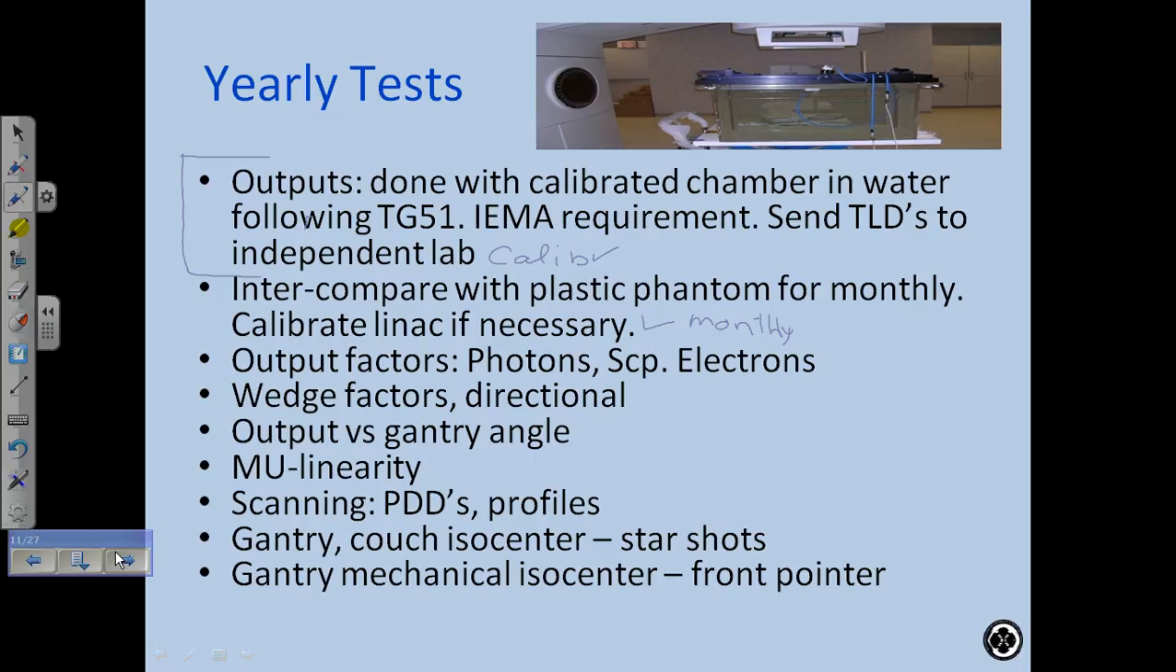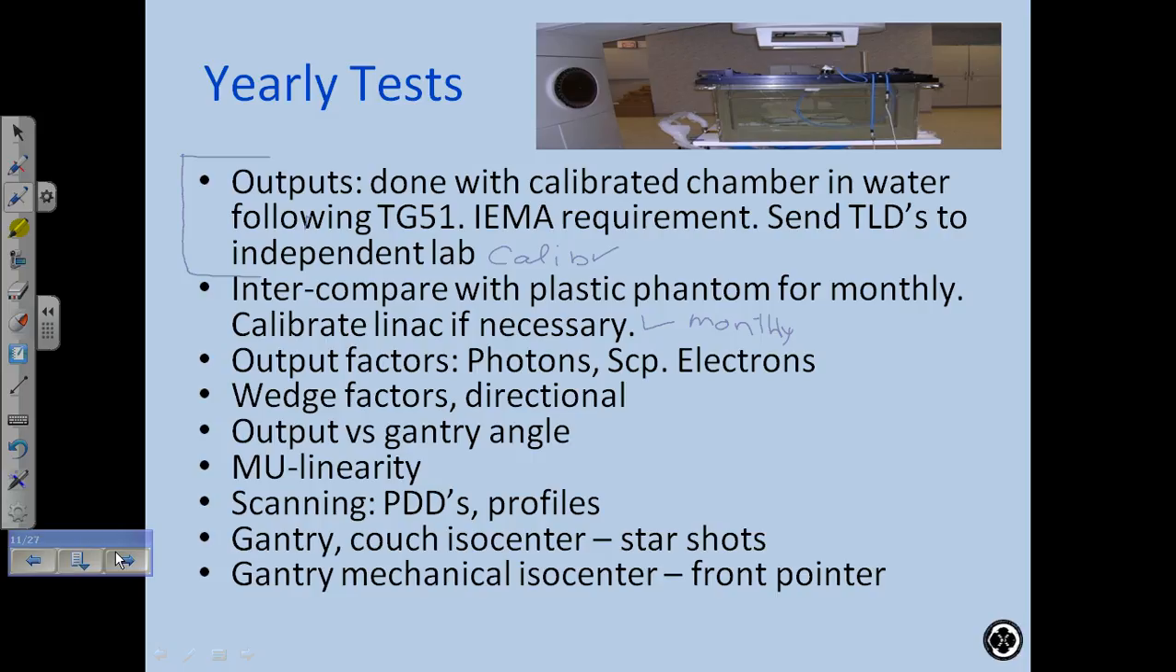Because the intercomparison factor is just what you measure in water divided by what you measure in plastic. If your output is 10% higher, that factor is not going to change. So as long as you do the setup very carefully, that's probably going to satisfy the intercomparison chamber requirement.